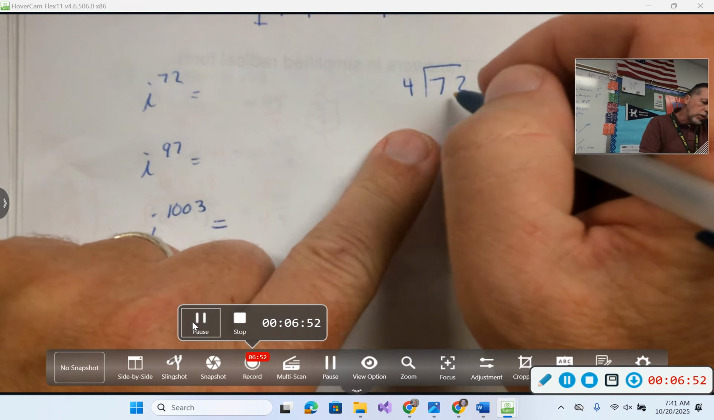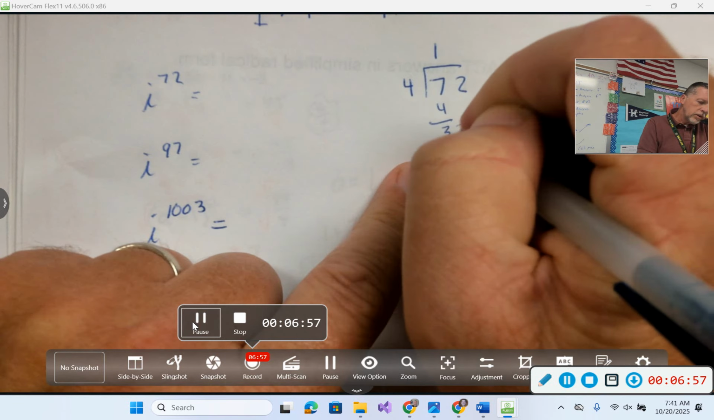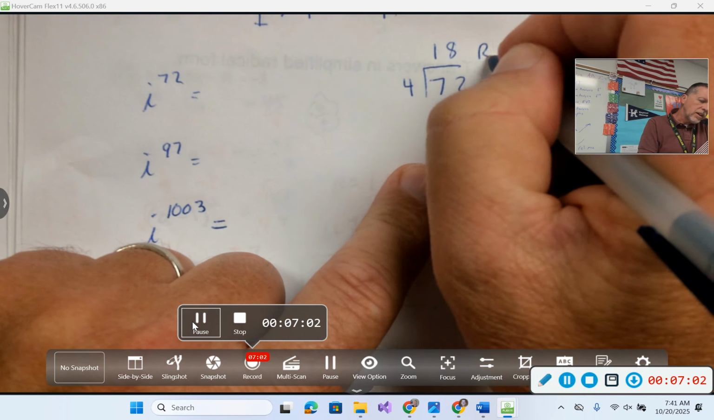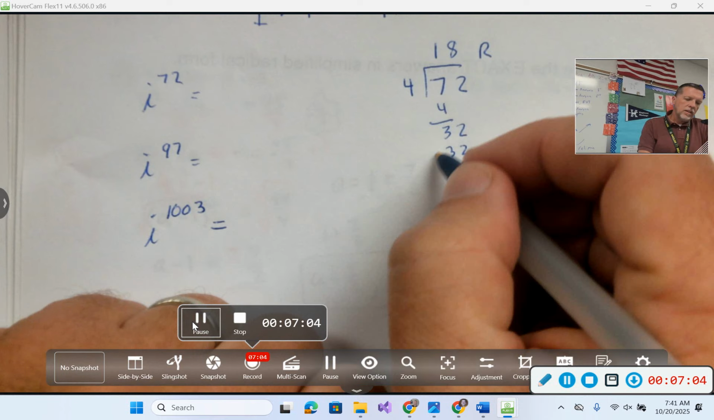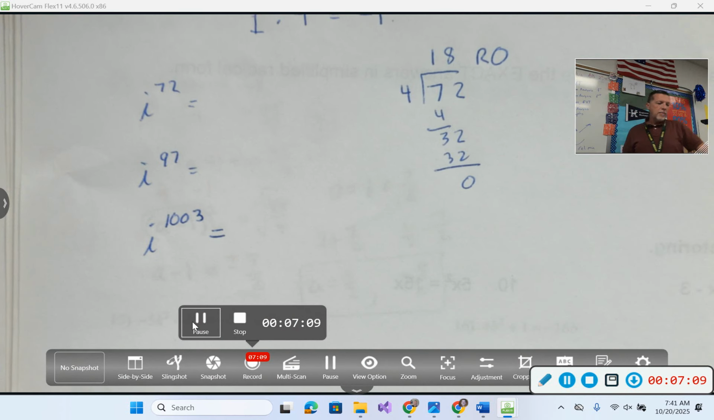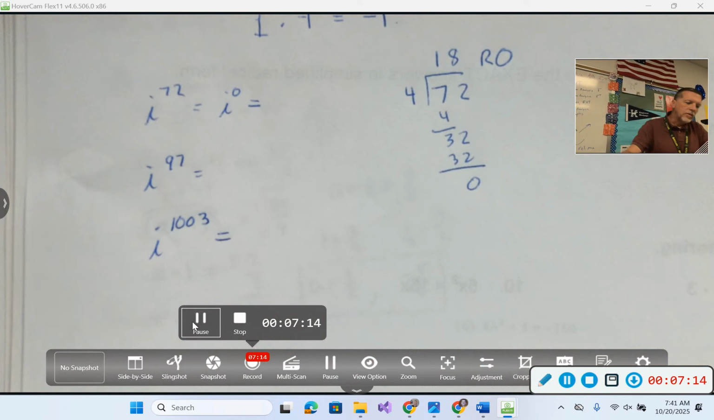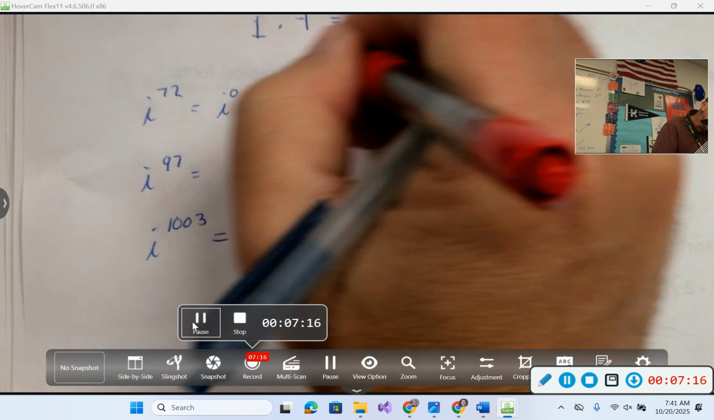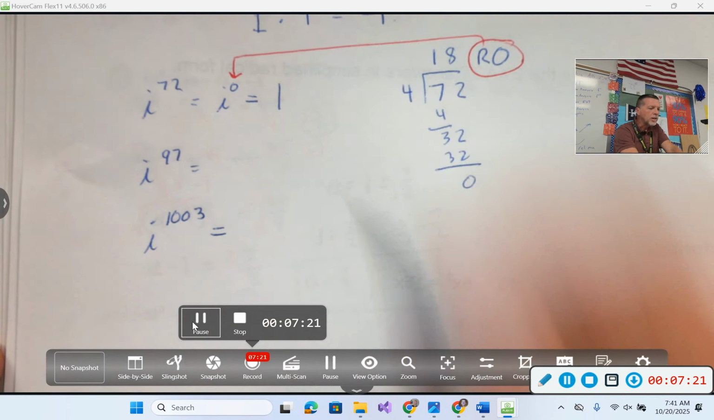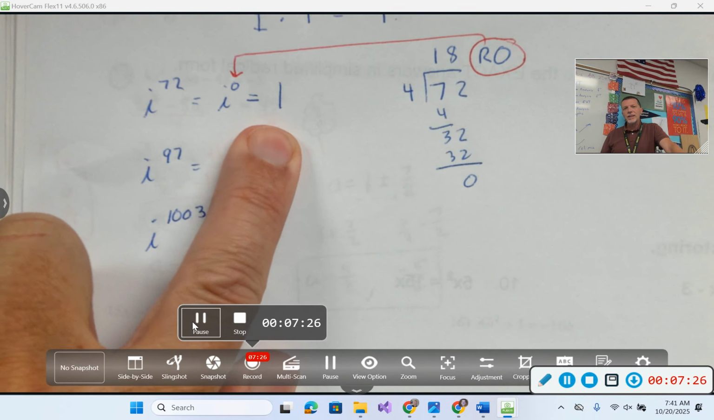So let's see. 4 goes into 72 once, bring down 4, 32, 18. So what's my remainder? 0. My remainder is 0. So that means i to the 72 is the same thing as i to the 0. Whatever your remainder is, you can use as the power. And anything to the 0 is 1. Or 72 is a multiple of 4, so you're going to land at 1.